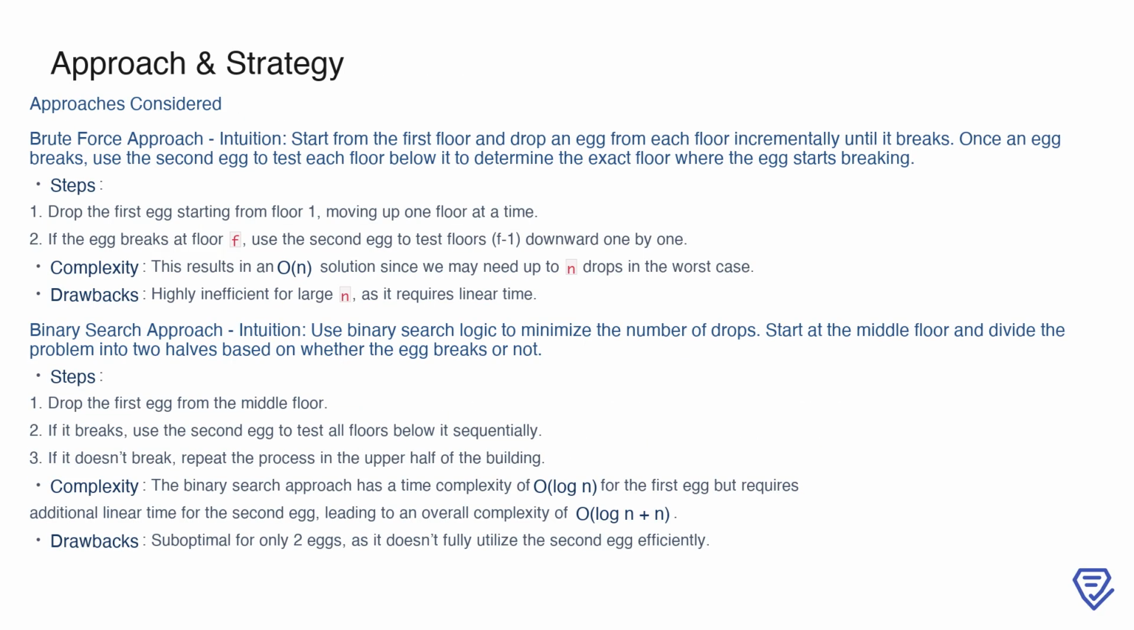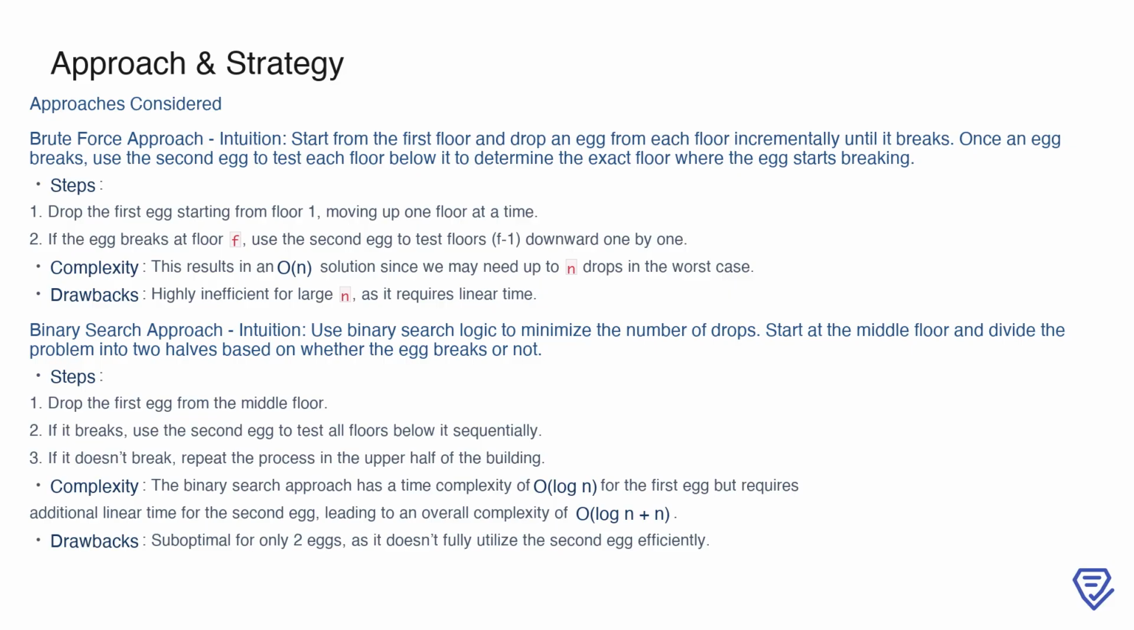When tackling the problem of determining the critical floor with 2 eggs and n floors, several approaches can be considered. The brute force method is the most straightforward. Here, we begin at the first floor and drop the first egg incrementally from each floor until it breaks. Once the first egg breaks, the second egg is used to test the floors below the breaking point one by one. While this method guarantees a solution, it is highly inefficient for large values of n, as it requires testing up to n floors in the worst case, leading to an O(n) time complexity.